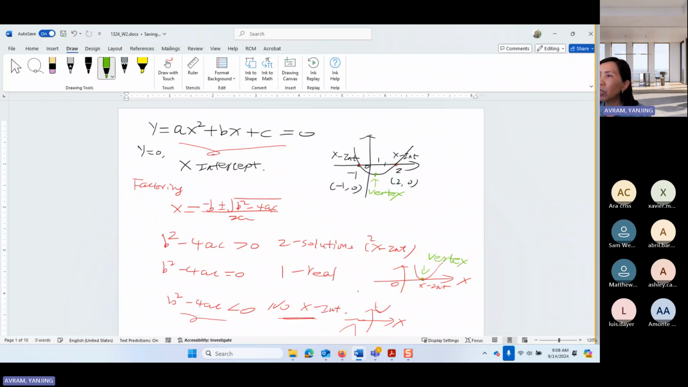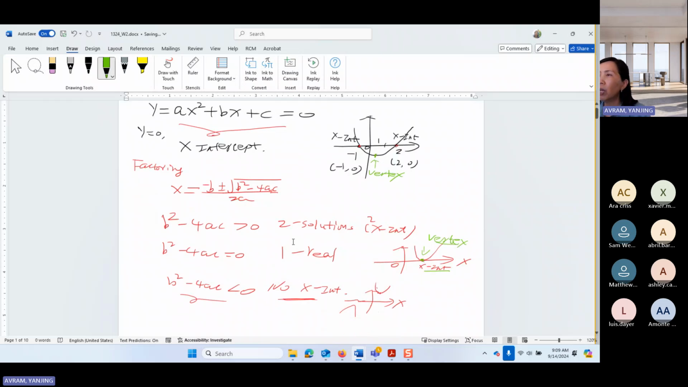Only in this kind of situation, your vertex will be exactly the same as the x-intercept, right? Because this only touches the x-axis at one point. So this one is your x-intercept, and this also is your vertex. Those are very rare situations, probably only 5% of the chance, okay?